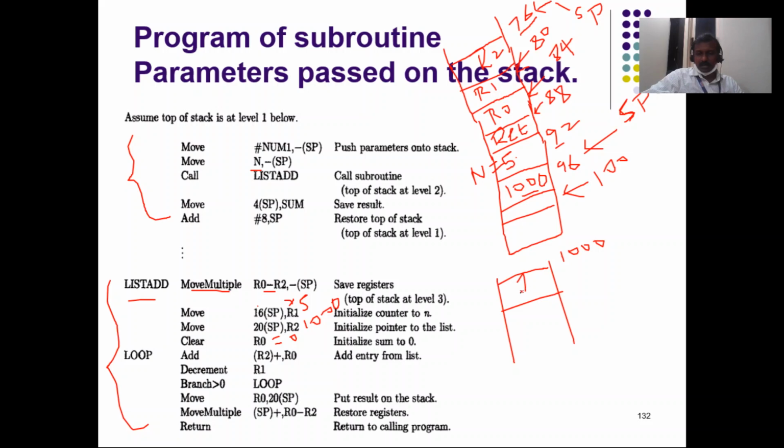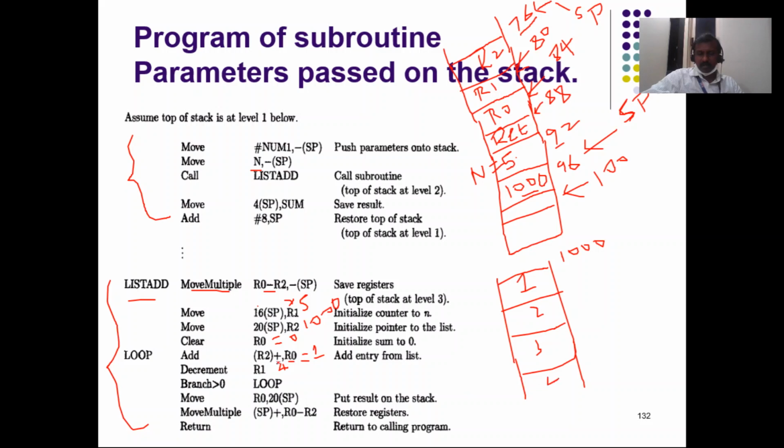What is R0? R0 is 0. So it will add 1 plus 0, and the result will be stored in R0. So R0 now contains 1. Then decrement R1. R1 contains the count, so now R1 becomes 4. Check whether it is greater than 0. Branch greater than 0, loop. Again repeat this.